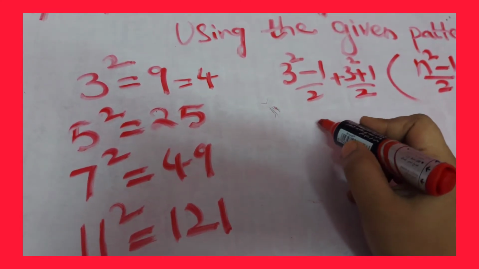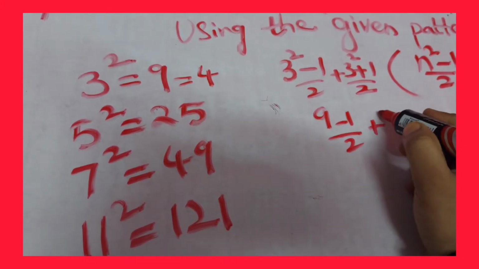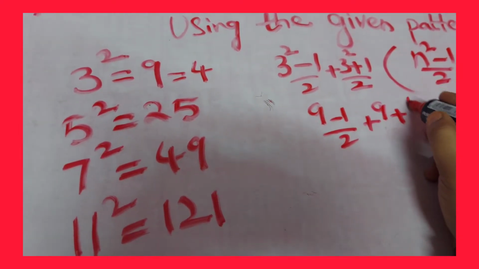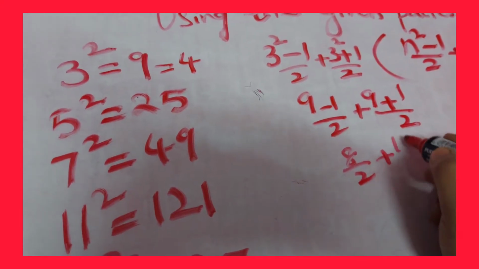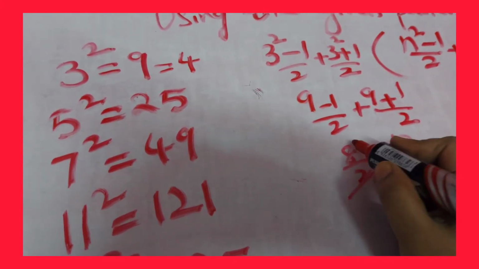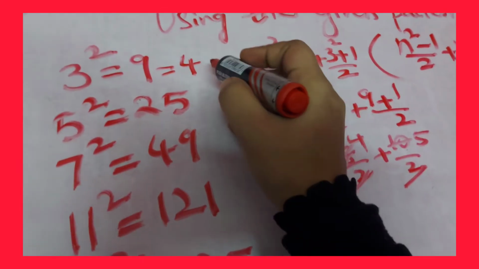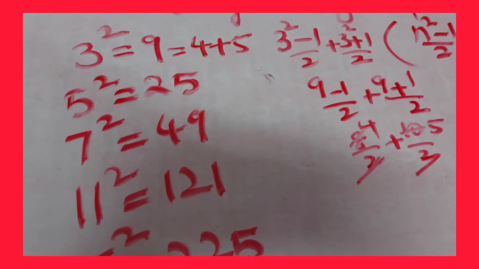So 3 square means here I am taking 9. 9 minus 1 by 2 plus 9 plus 1 by 2. It is 9 minus 1 is 8. 8 by 2 plus 10 by 2. It is 2 1s are 2, 2 4s are 8. It is 2 1s are 2, 2 5s are 10. So you have to write here 4 plus 5. Like this you have to complete these patterns.